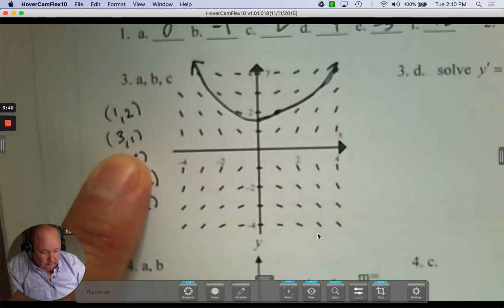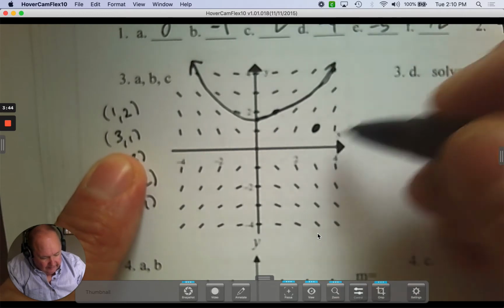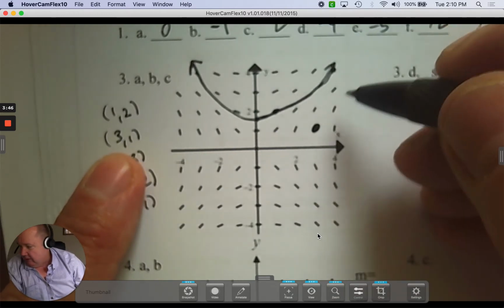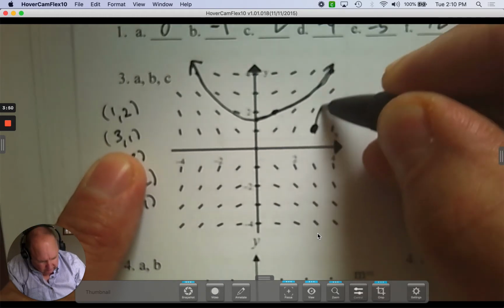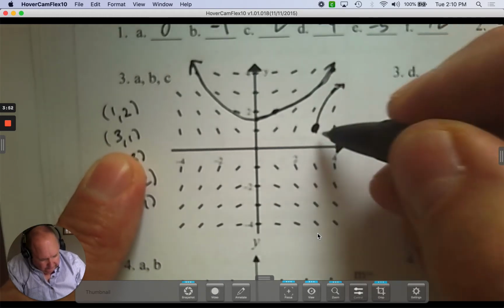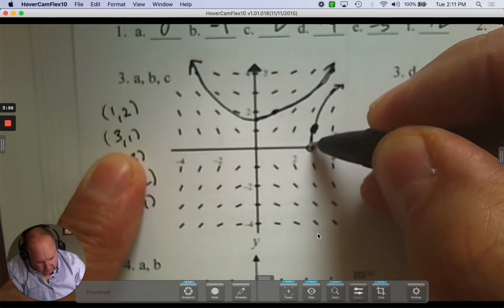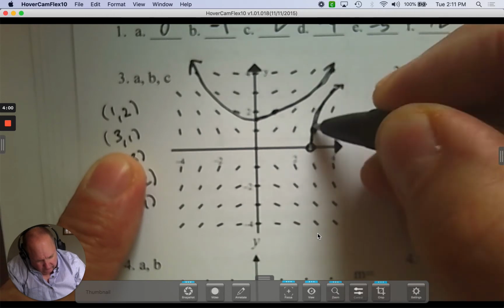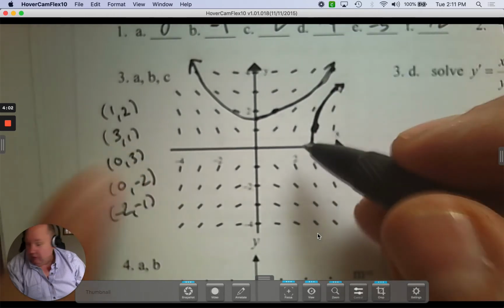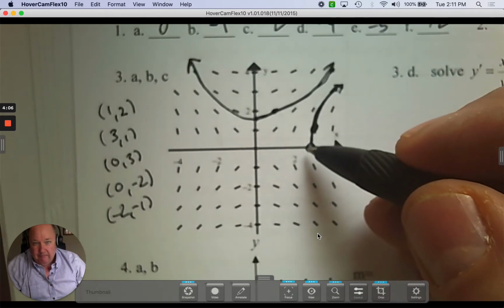What's happening at 3, 1? So here's 3, 1. What's happening to the right? Which way is it going? I just want you to know, if you see the slopes, just follow what the slopes are doing. Now, this is going to lead to here. Notice there are no slopes on the axes. So as it guides you to the axes, that's it. There's a hole there. It's not going to cross over and not be a function.